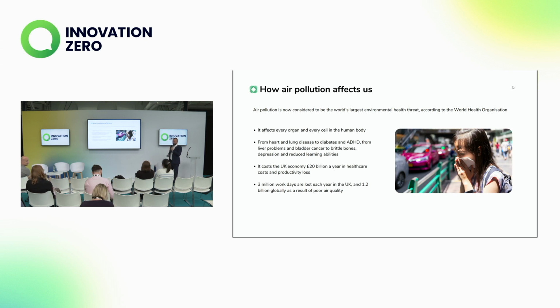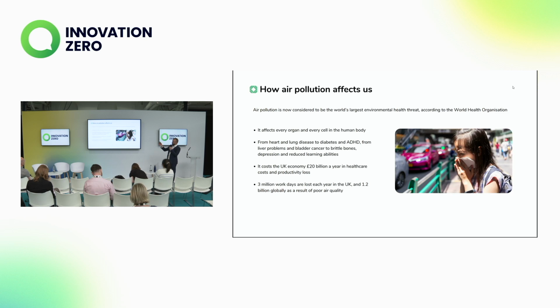So we tackle air pollution, and why is that important? Well, air pollution affects us all in some way or another, and is inextricably linked to the length of life that we live. So depending on where you work, and obviously where you live, that can affect the length of your life. Air pollution is now considered to be the world's largest environmental health threat by the World Health Organization. And the reason it's such a prevalent issue is that it affects every single organ and every single cell in the body. It's actually been found to cross the blood-brain barrier and has even been found in unborn children.